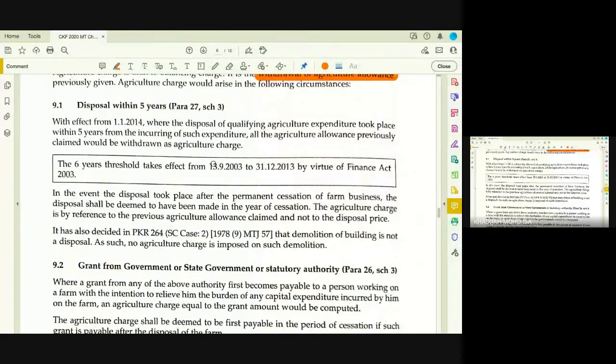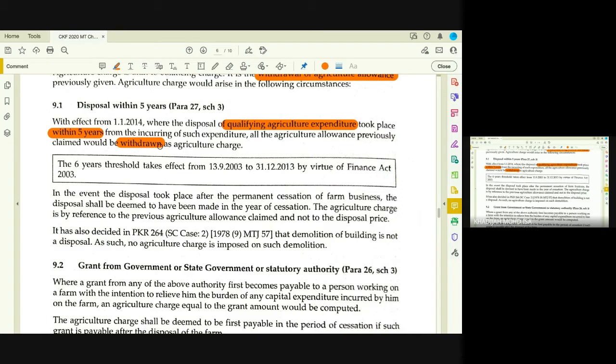Effective from 2014, where the disposal of qualifying agriculture expenditure took place within 5 years from the incurring of such expenditure, all the agriculture allowance previously claimed would be withdrawn as agriculture charge. So in other words, it's a clawback, right? Prior to 2014, the period was 6 years. If you disposed within 6 years, then you would have a clawback. But now they have repealed that, and it's only 5 years.